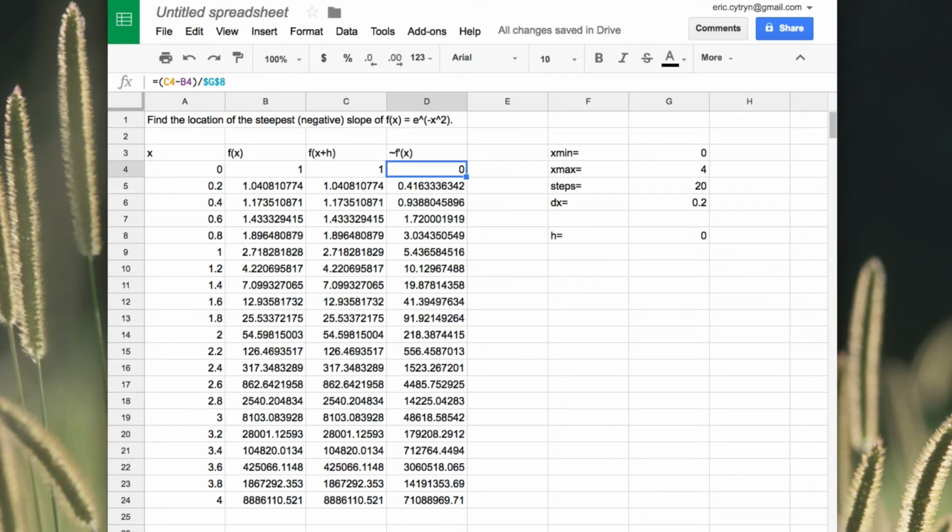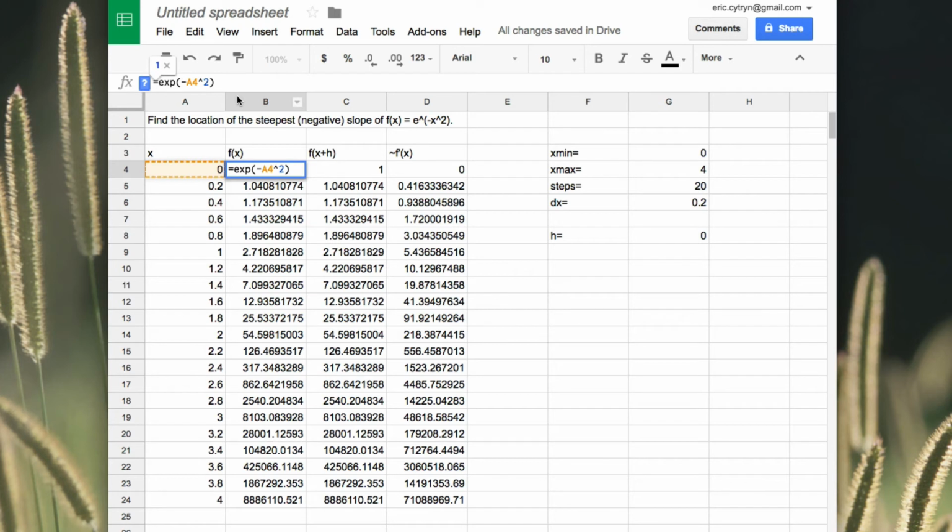negative slope. Now I wanted to find the location of the steepest negative slope, and I was expecting these to be negative numbers, but I see now there's some errors cropped up. So let's go back and see where that happened. Well, first, you'll notice that this column here is increasing, whereas it should be decreasing. Okay, so there's a parenthesis problem.